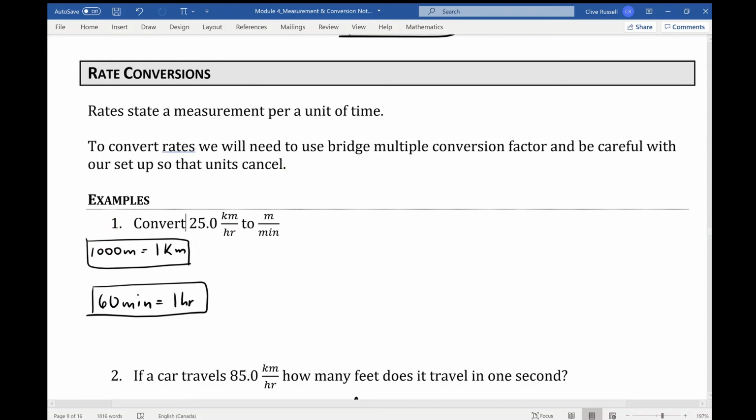We're going to be looking at what we call rate conversions. So rate normally involves a unit of time. All right, so we have an example here, 25.0 kilometers per hour, which means that in every 1 hour, you've traveled 25 kilometers. So at some point, we're going to have to convert our kilometers to meters, and also from hours to minutes. So we're going to need those too.